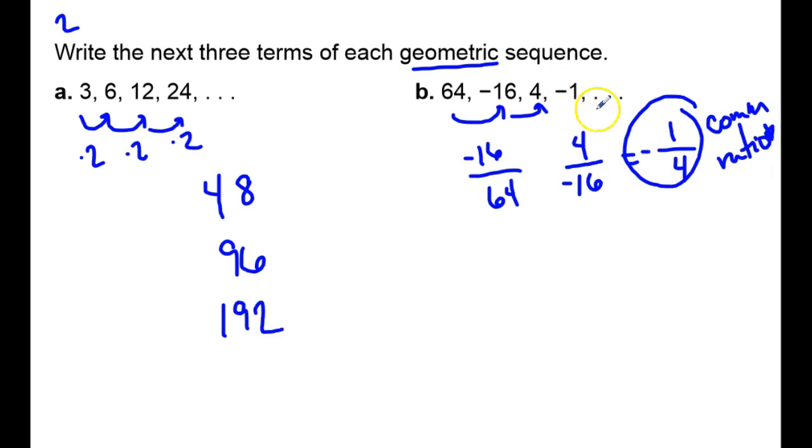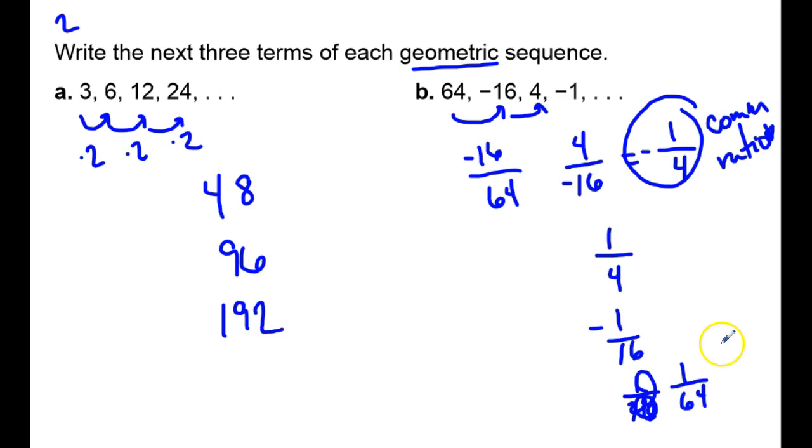Well, so I know that I just have to continue my sequence. So I take my negative 1 times negative 1/4, which gives me 1/4. Then if I multiply again, I'm going to end up with a negative 1/16. And then I multiply again and I become a positive 1/64. So I know that I can continue to multiply that out and continue my sequence. But here I'm just asked for the next 3 terms, so I can stop there.